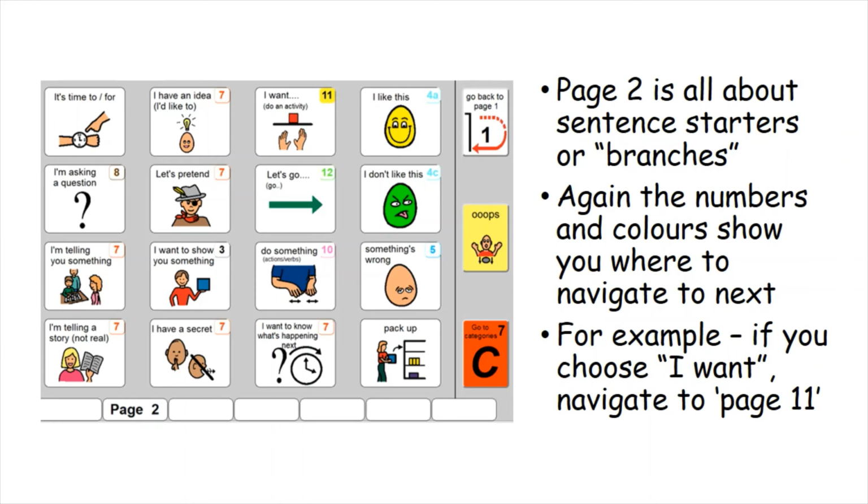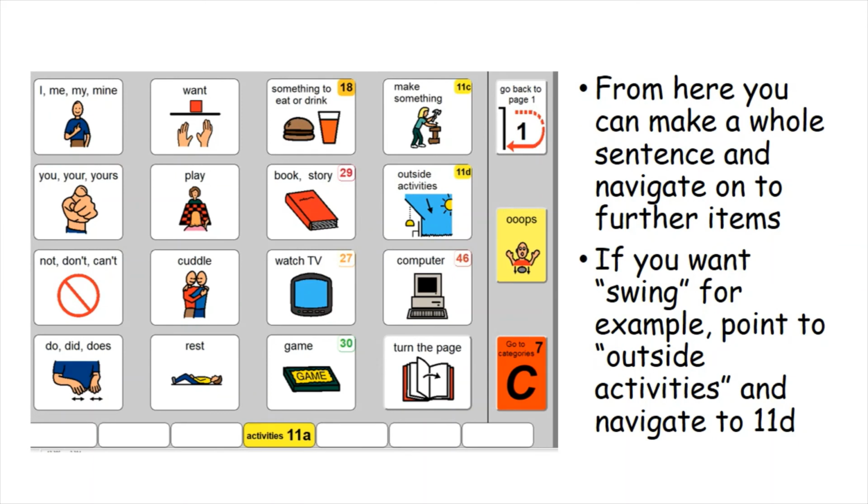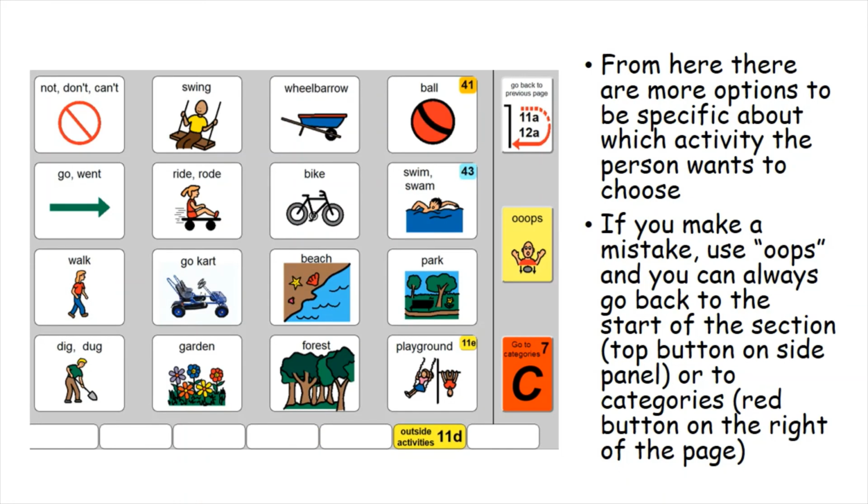Page 2 is all about sentence starters or branches. Again, the numbers and colours show you where to navigate to next. For example, if you choose I want, you navigate to page 11. From here, you can make a whole sentence and navigate further onto other items. For example, if you want swing, you would point to outside activities and navigate to page 11D. From here, there are more specific options about which activity you want to choose.